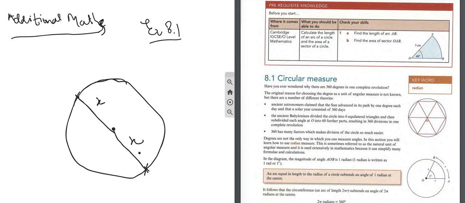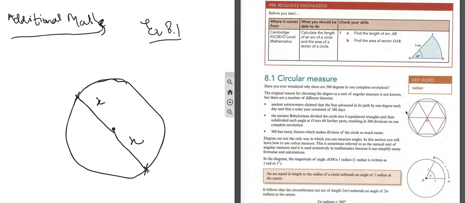In ancient civilizations, the Babylonians were the first ones who divided the circle into 6 equilateral triangles, and then they subdivided each angle at O into 60 further parts. If you look at this basic circle, you can see there are 6 triangles in this, and the center is O. That is how the concept of 360 divisions in one complete revolution came up. 360 has many factors which make division of the circle much easier. We will discuss this later.